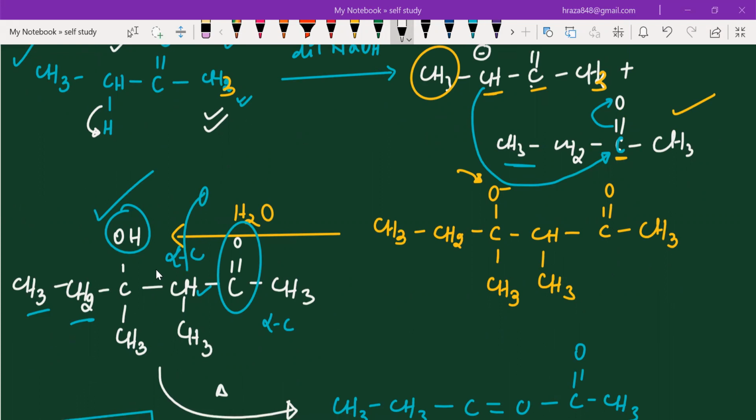Try it with ethanol, propanol, because they are small. If you choose a bigger carbonyl compound, it will be difficult to understand. First, you need to practice on the smaller aldehydes and ketones, and then go for the bigger ones.